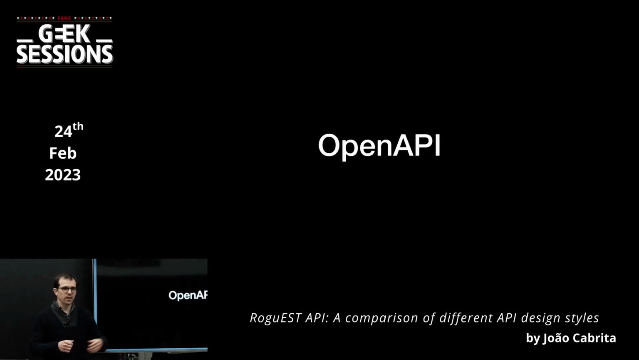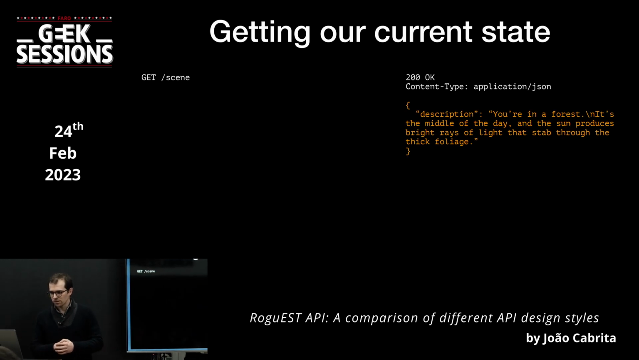So the first design style that I'm going to talk about is OpenAPI. For those who might not be familiar with the name OpenAPI, it used to be called Swagger, and it's a very well-known standard, or at least it should be. I've called it OpenAPI precisely because it's the usual style of design that you follow when you're writing an OpenAPI spec, okay?